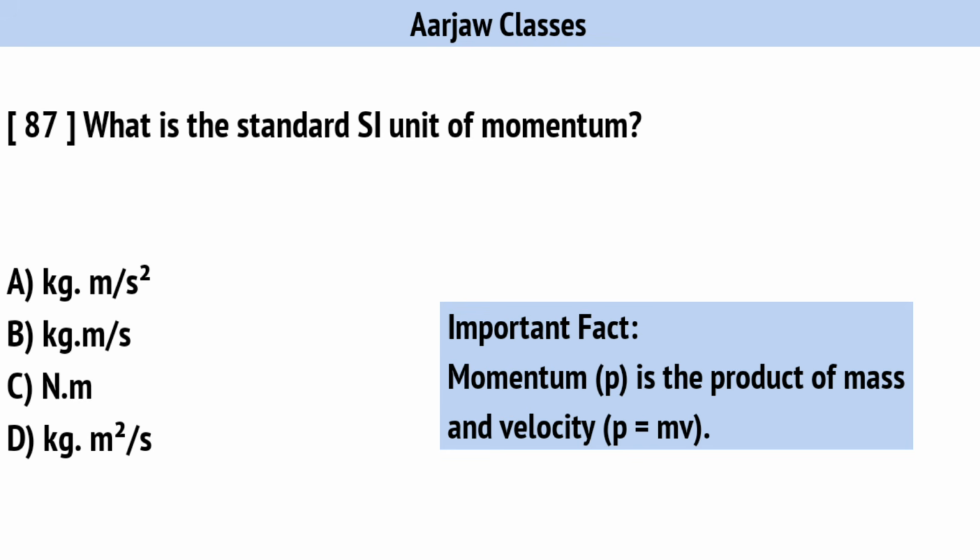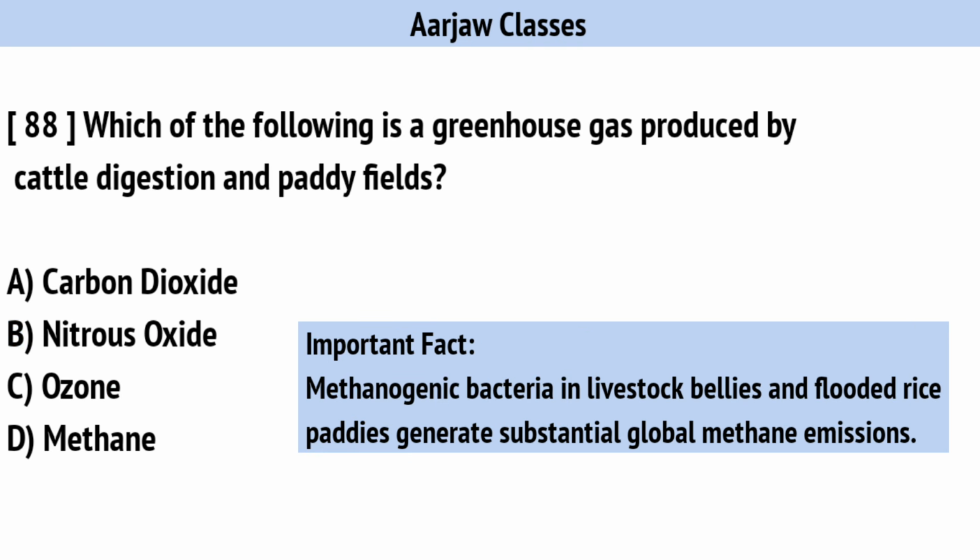What is the standard SI unit of momentum? Correct option is B, kilogram times meter per second. Which of the following is a greenhouse gas produced by cattle digestion and paddy fields? Correct option is D, methane.